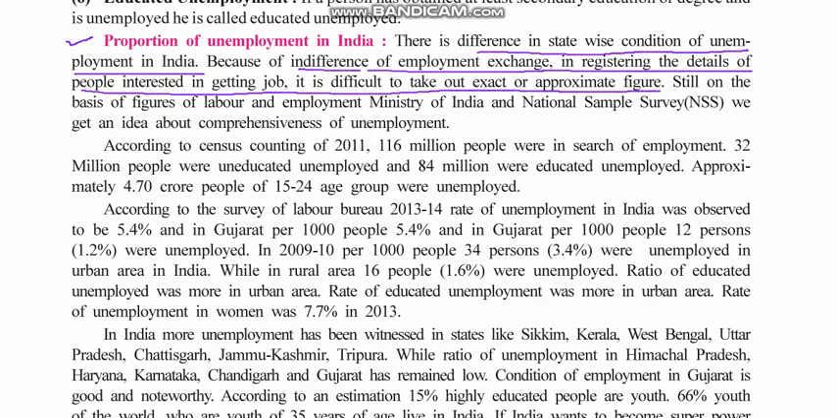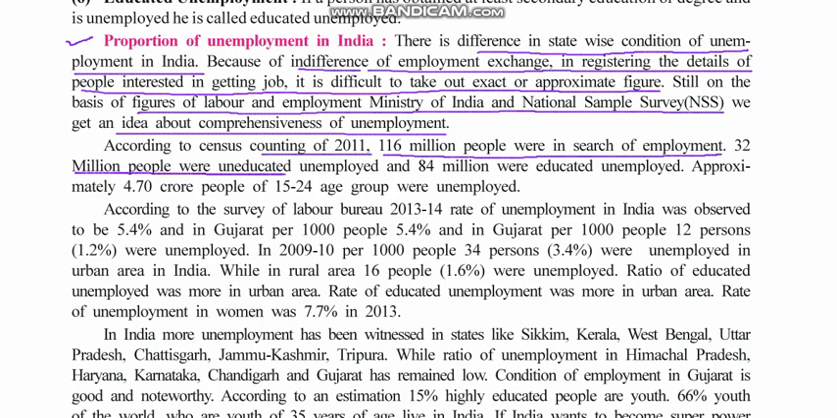Still, on the basis of the figures of the Labor and Employment Ministry of India and the National Sample Survey, that is NSS, we get an idea of comprehensive unemployment. We find out how much unemployment is there in India. See, according to census counting 2011, 116 million people were in search of employment. Out of them, 32 million were uneducated unemployed, that was a very high ratio.